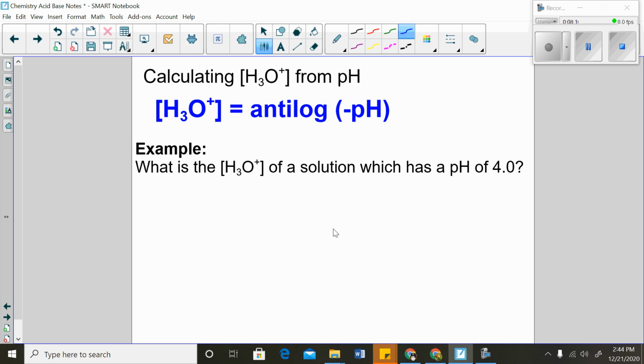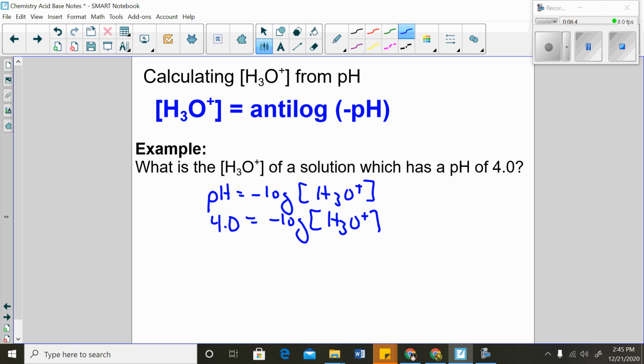So it's going to be the same formula, but how you plug it into the calculator will be different. We're going to use what's called the anti-log. Okay, so let's give this a try. So look at the question here. It says, what is the H3O plus of a solution which has a pH of 4.0? So it's the same equation. Now you have this. How do you get this? That is the question.